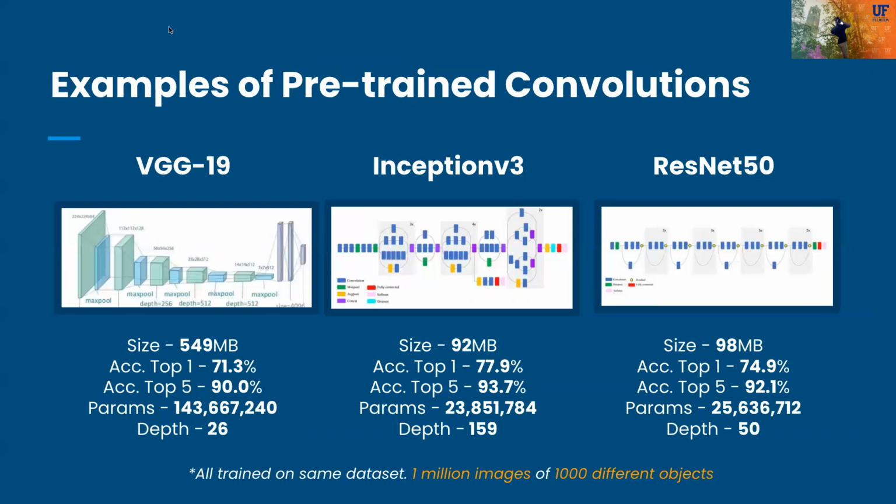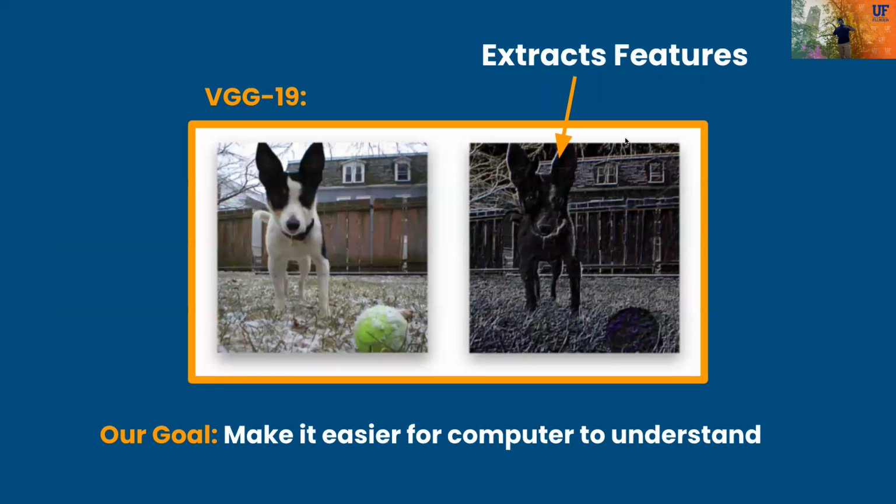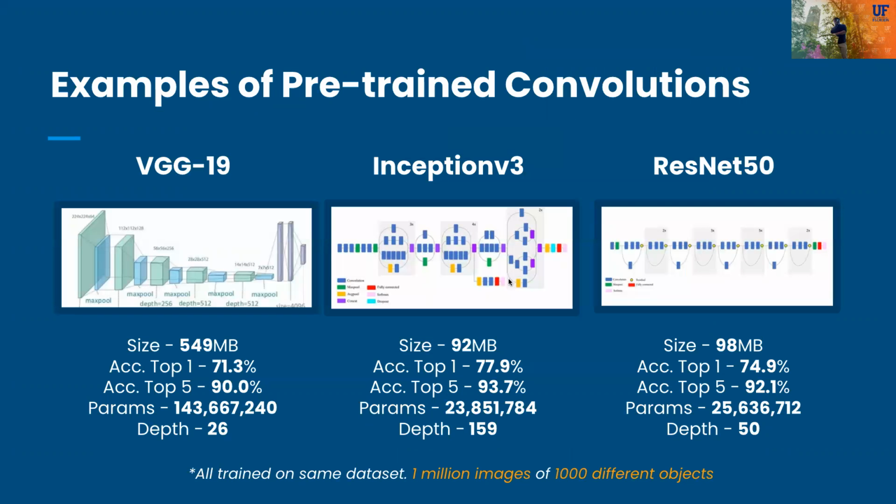So here are some examples of pre-trained models. We have VGG19. We have Inception v3, which is Google, and ResNet 50, which is also Google. VGG19 is open source. You can go and download it. They actually encourage you to download it. I put a picture of a dog through VGG19, and I got this. So you can see the convolution that they created. This was trained on 1 million images with 1,000 different objects. So that's a lot of data.